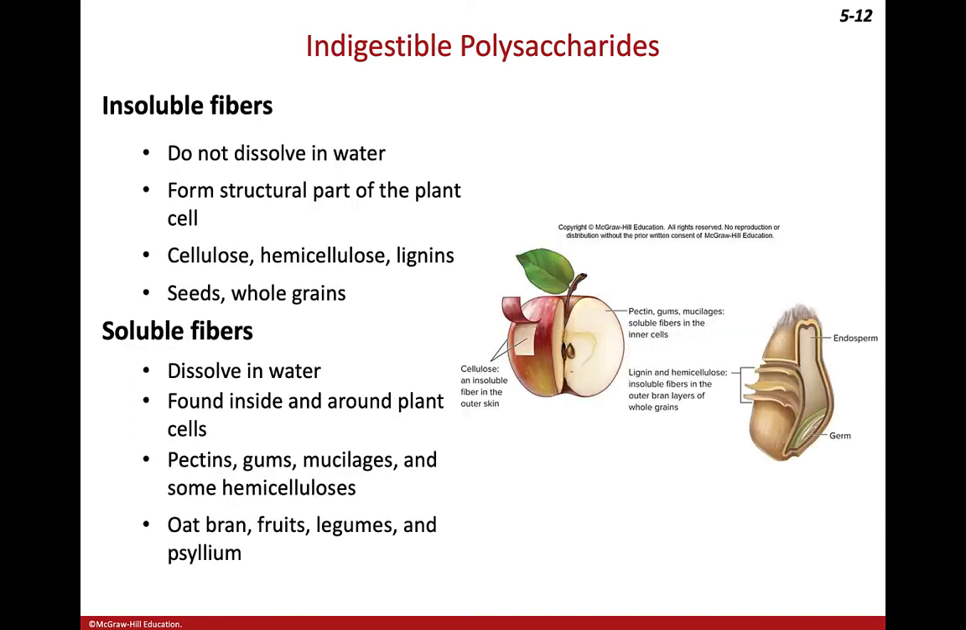Now, fiber comes in two types. We have insoluble and soluble. Insoluble fiber is fiber that does not dissolve in water, and typically we're looking at the structural part of a plant. So seeds, whole grains. If we look at an apple, the peel is made up of insoluble fiber. Then there's soluble fiber. This is fiber that dissolves in water, and it's found inside and around plant cells. So pectins and gums are some examples. I want to put the focus on oat bran, fruits, legumes, and psyllium.